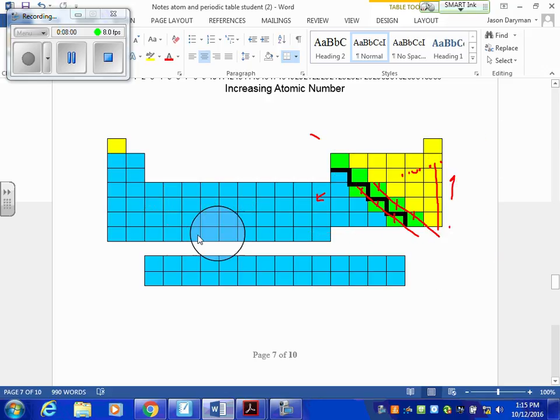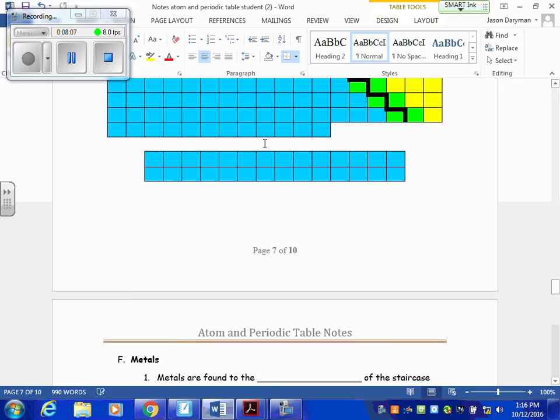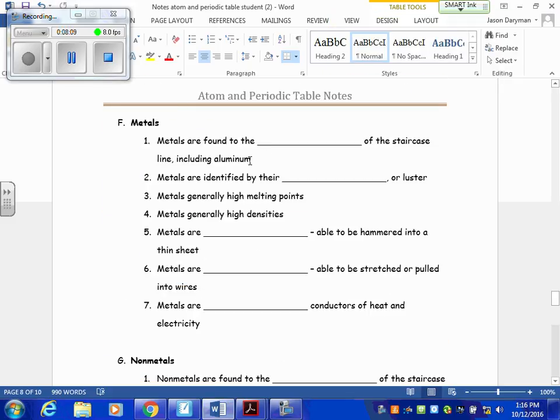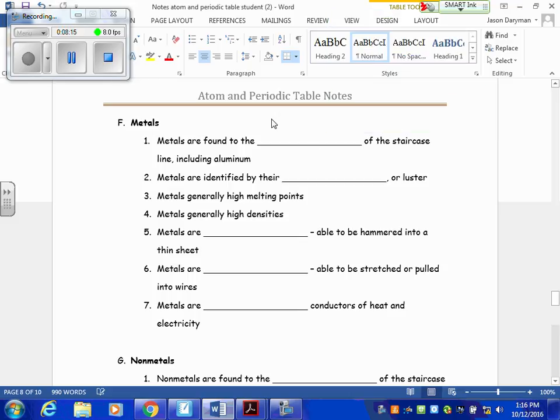Let's go down in our notes and look at the characteristics of the 3. I will write as quickly as I can, I promise, to make this go quicker. Metals, here we go. Let me get my marker. They are found on the left side of that infamous staircase line. Here's your staircase line. Metals include aluminum, even though it's touching.